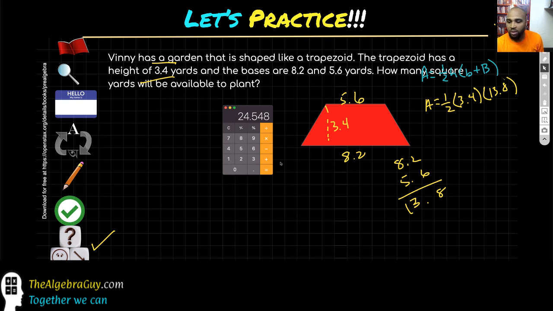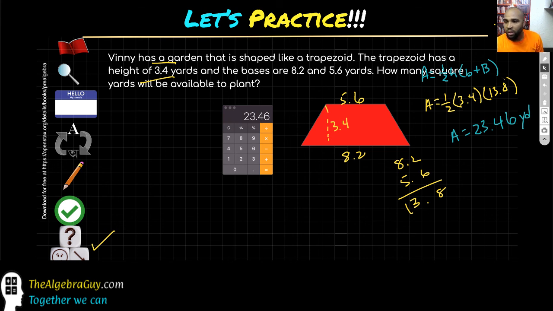Is that right? Let's see. Let me double check, because I'm doing some math roughly in my head to double check, and I'm not quite sure. So let me do 13.8 times 3.4 equals that, times 0.5 equals that. So that looks better. Area equals 23.46, and I want to completely answer by putting the right units, and that's yards.